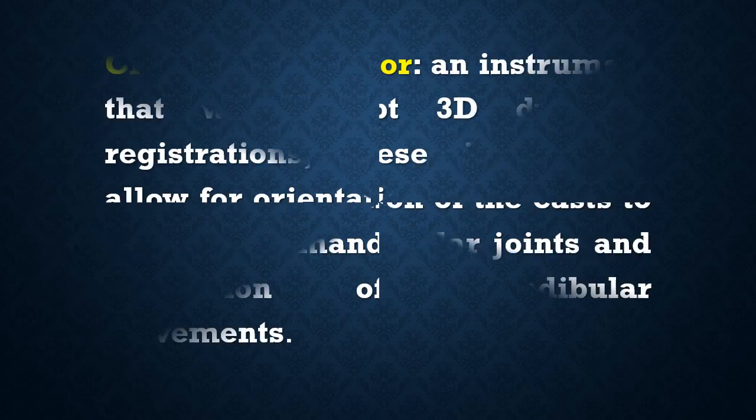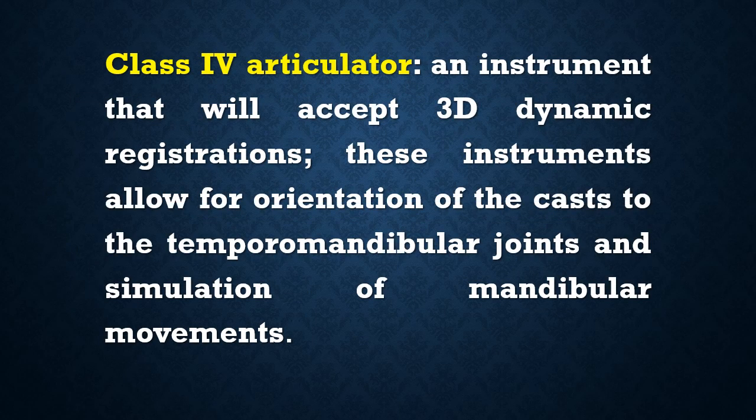The last classification is the class 4 articulator. It is a complicated one. It accepts 3D dynamic registration, that means in horizontal, frontal, and sagittal planes. These instruments allow for orientation of the cast to the TMJ and simulation of mandibular movement. Actually, we need a kinematic type of facebow and a pantograph in order to program these articulators.